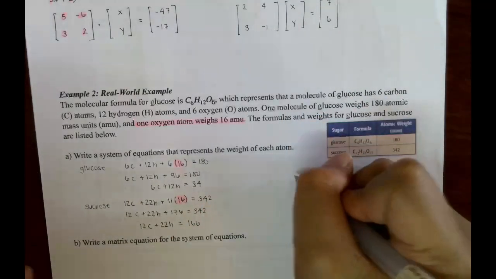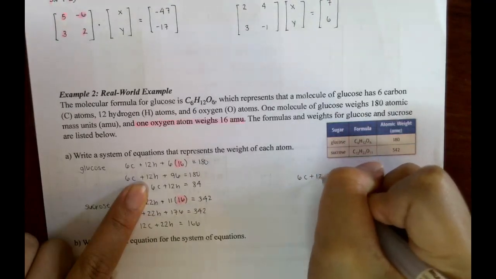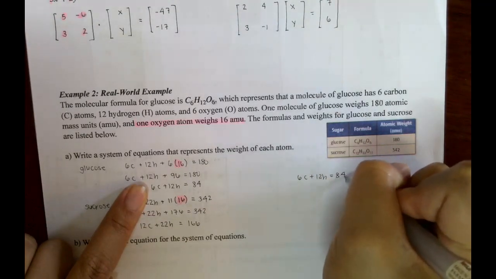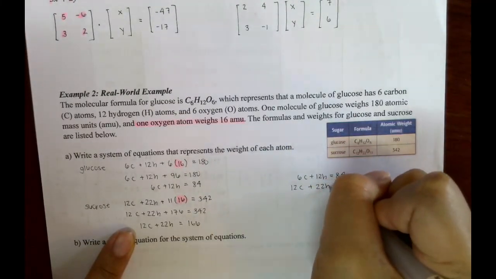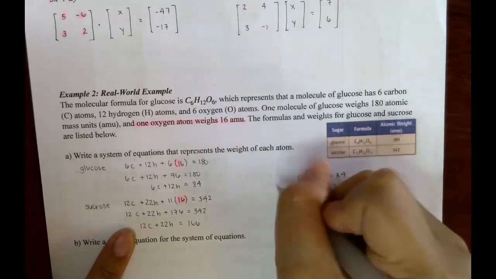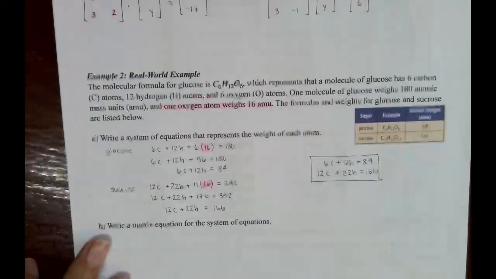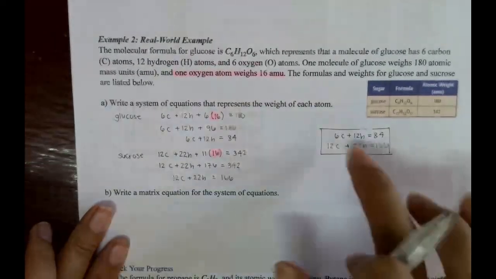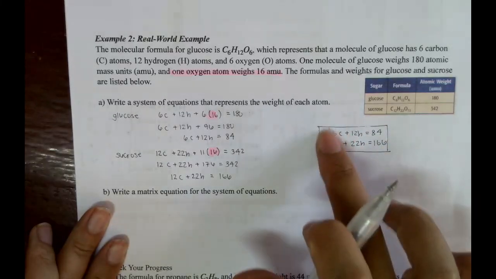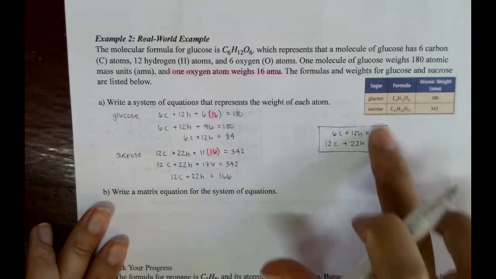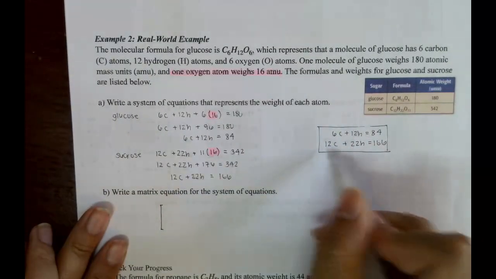So my system of equations is this for glucose, 6C plus 12H equals 84, and this for sucrose, 12C plus 22H equals 166. Okay. And now I can write a matrix equation by taking the coefficients, the variables, and the constants. So that will become, for coefficients, 6, 12, 12, 22.